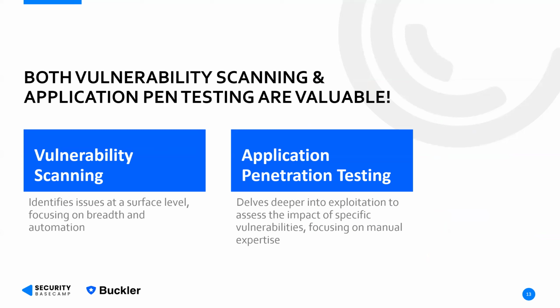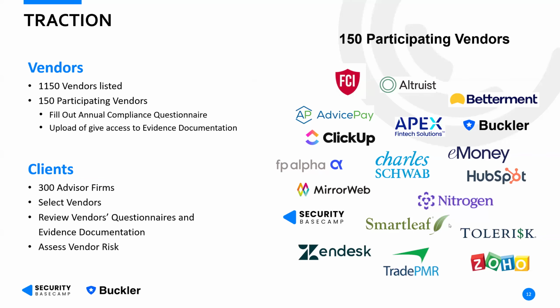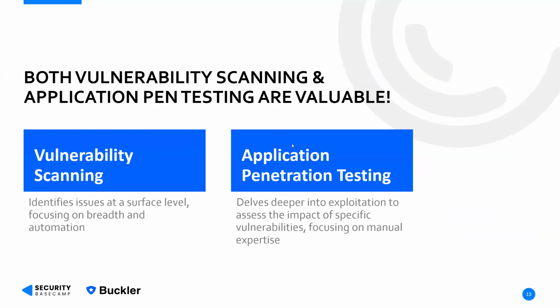But long story short, now you go to complete the vendor risk assessment of Betterment, or Apex, or Charles Schwab. You're reviewing their questionnaire, their answers, and the evidence they submitted to prove, yes, this is what we do as it relates to vulnerability management. Yes, we do application penetration testing, and here are the shareable results from our last test.